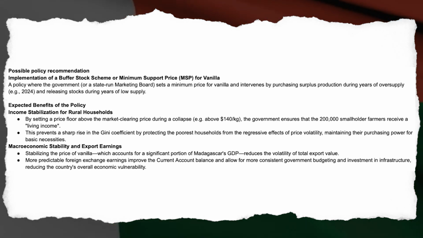Macroeconomic stability and export earnings. Stabilizing the price of vanilla, which accounts for a significant portion of Madagascar's GDP, reduces the volatility of total export value. More predictable foreign exchange earnings improve the current account balance and allow for more consistent government budgeting and investment in infrastructure, reducing the country's overall economic vulnerability.